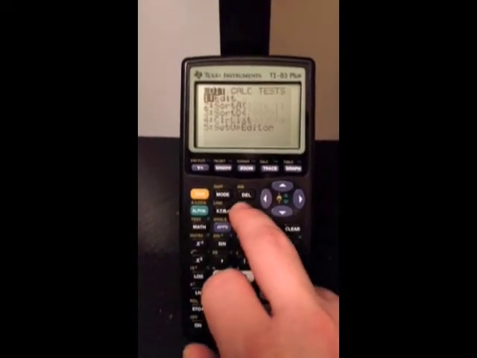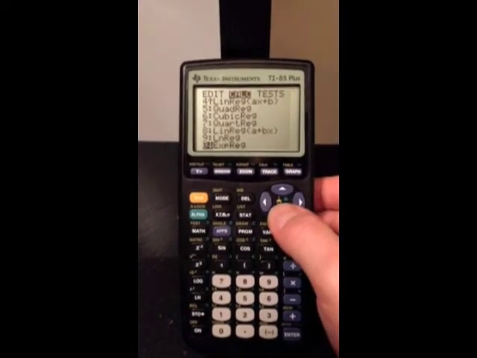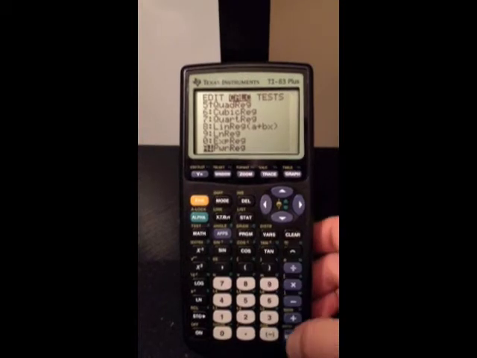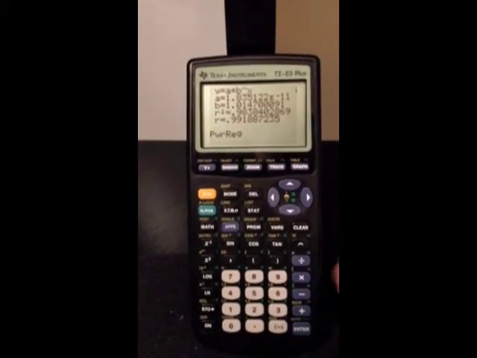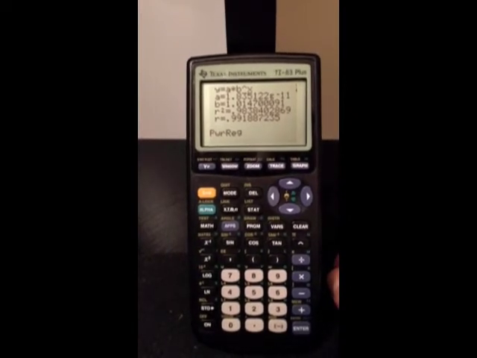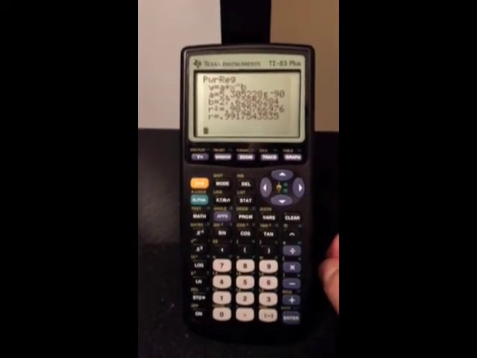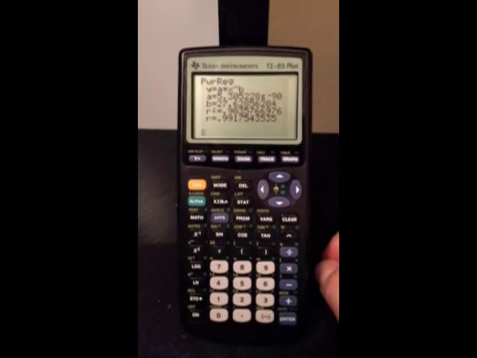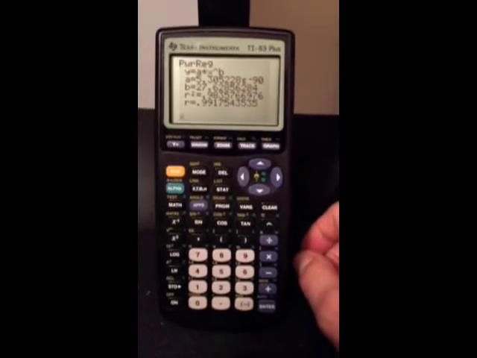So, stat, back to calc, go all the way down. Power regression. Let's see what we got. It comes up with an R of 0.9117. So if we look at all the R values, we can find that the quadratic one was the best. It was the closest to 1. So what we're going to do is see what it looks like in the calculator, see what this line of regression really looks like.